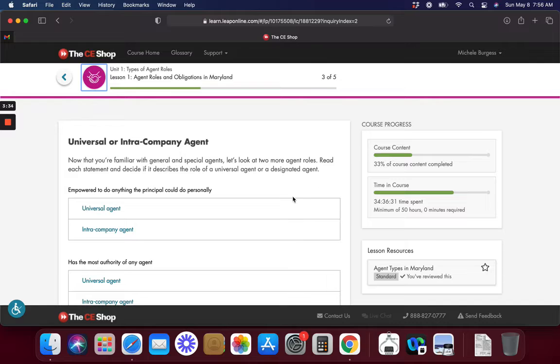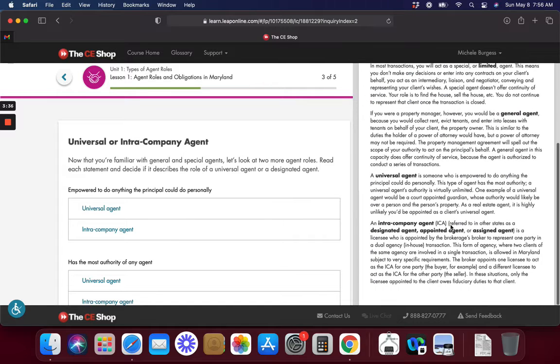Universal, Intercompany Agent. Let's look at this a second. Okay, intercompany is a licensee who is appointed by the broker to represent one party in a dual agency in-house transaction. So you would be representing the buyer and seller, and this does happen. And brokers would love this because they get dual commission, right? Two of their agents in their office are having a transaction.